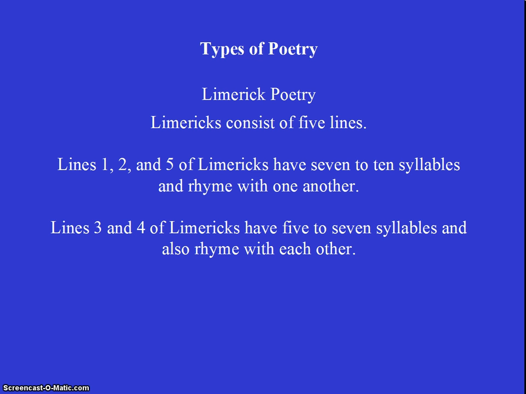Another form of poetry that you're going to create is a limerick. Limericks consist of 5 lines. Lines 1, 2, and 5 of limericks have 7 to 10 syllables, and they rhyme with one another. Lines 3 and 4 of limericks have 5 to 7 syllables, and they also rhyme with each other. Let's look at an example.